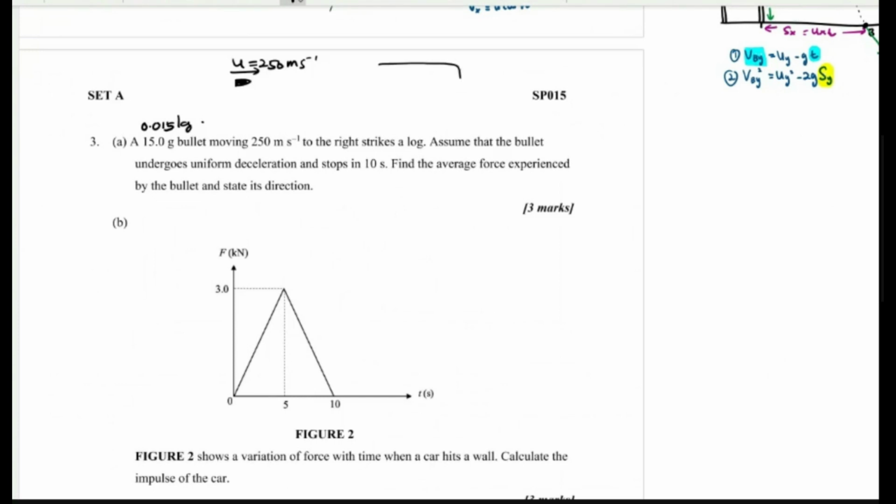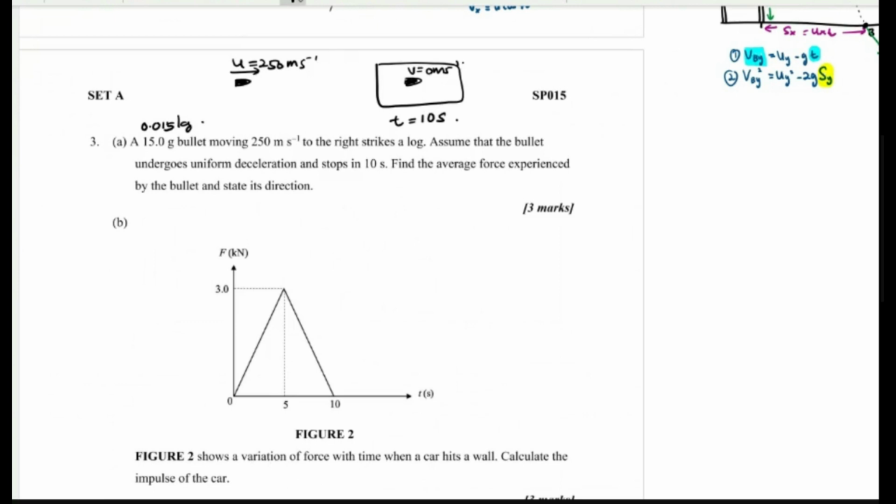So let's say there is a log here. So let's say it stops here, V is equal to 0 meter per second. So there is a change of velocity. Alright, and it stopped in 10 seconds. Find the force experienced by the bullet and state its direction.